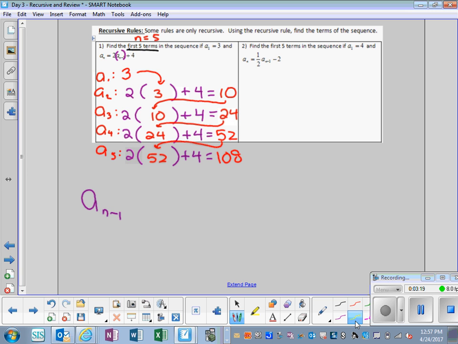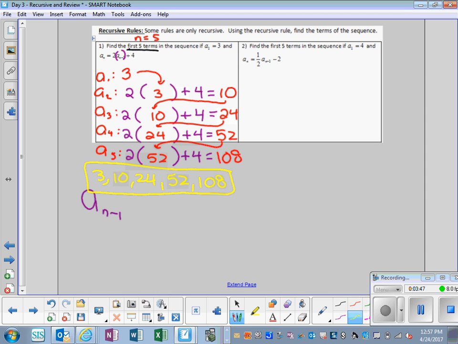Can we just clean this up so we don't leave it like this? Can we write out our sequence? 3, 10, 24, 52, and 108. Takes like 2 seconds to just write that. Clean it up. That's it. That's what you do when you have recursive rules. That one is easy, well, it's easy because you guys did all the hard ones already.